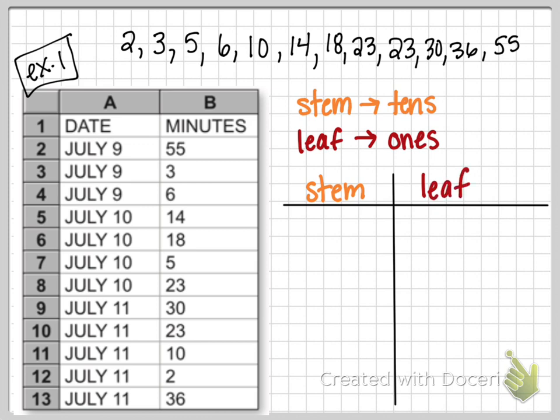So let's start with our first value, 2. What's the stem of 2? Luke? What's the stem of 2? What are we going to put to the left?